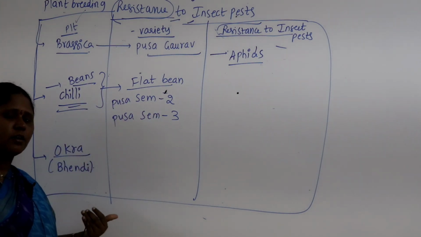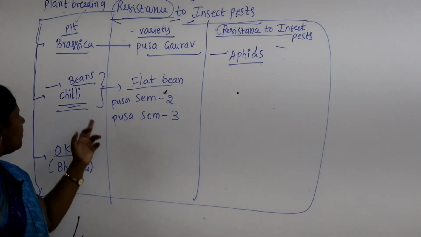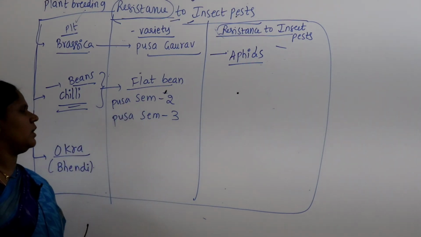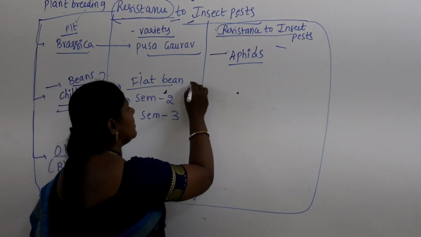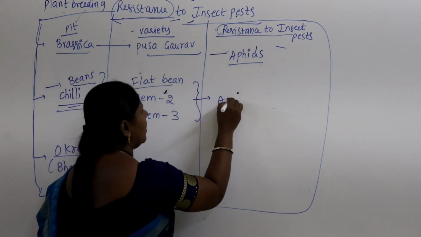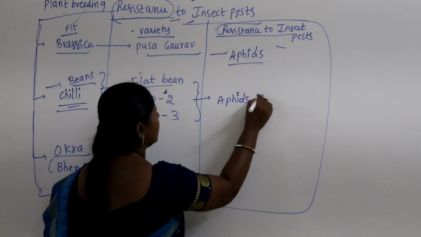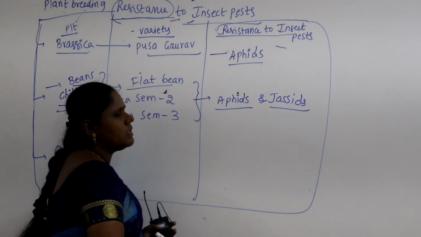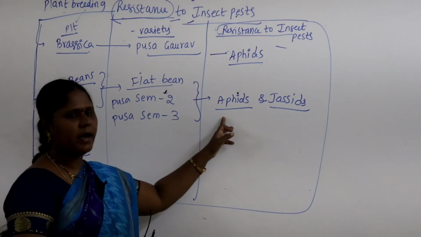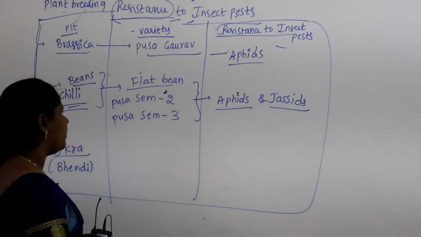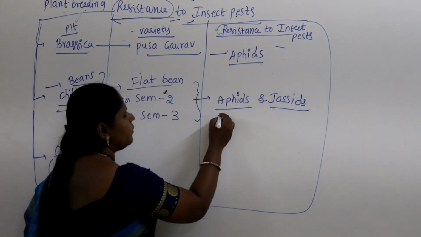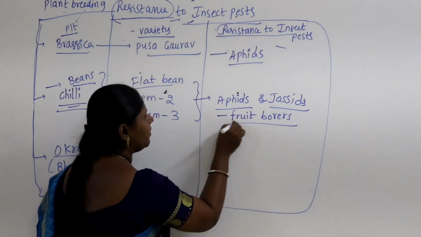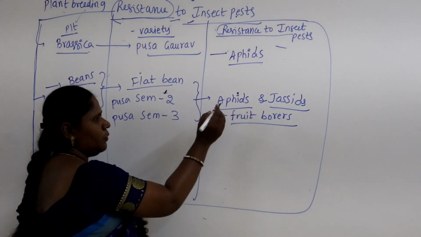After that they created new varieties for chili also. For chili also they have given the same names, Pusa sem 2 and Pusa sem 3, right. And these varieties show resistance to aphids and jassids. They show resistance to what? Aphids and jassids, and also fruit borers. Try to remember, not only jassids and aphids, fruit borers.